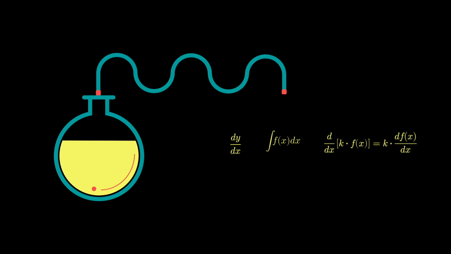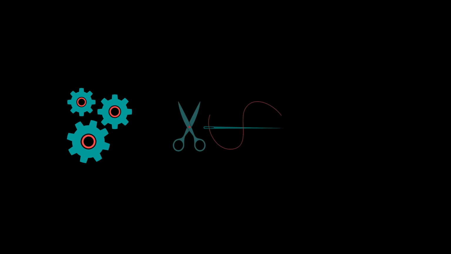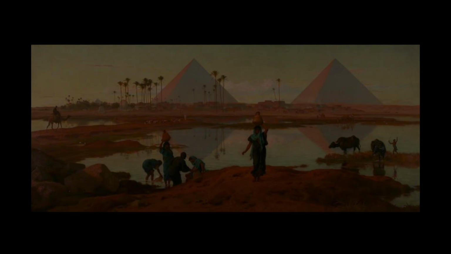And this is calculus in a nutshell. It's a systematic way of cutting and stitching to analyze different curves and functions, and in turn analyze different phenomena in the universe. So let's go back to where it all started. Ancient Egypt. See you in the next video.